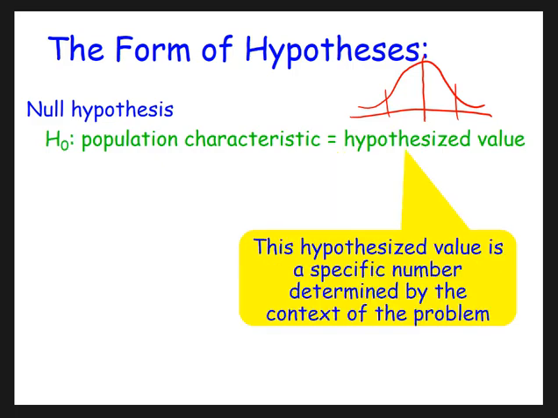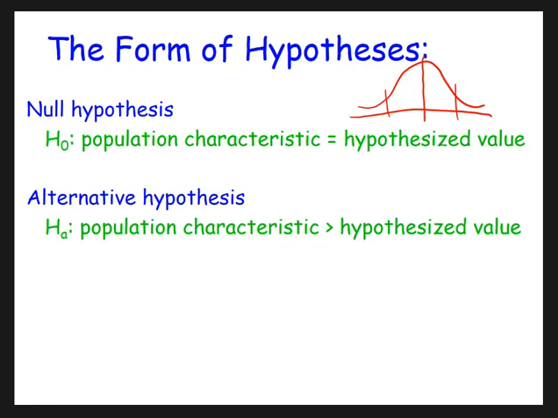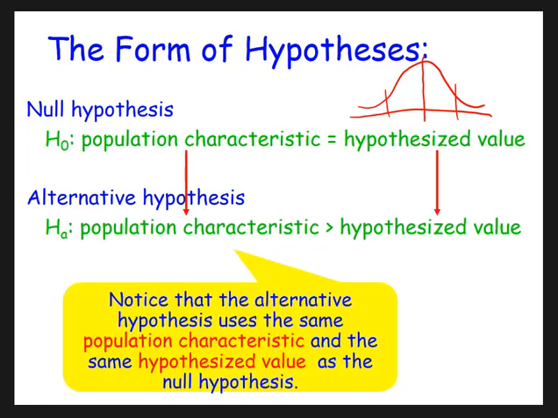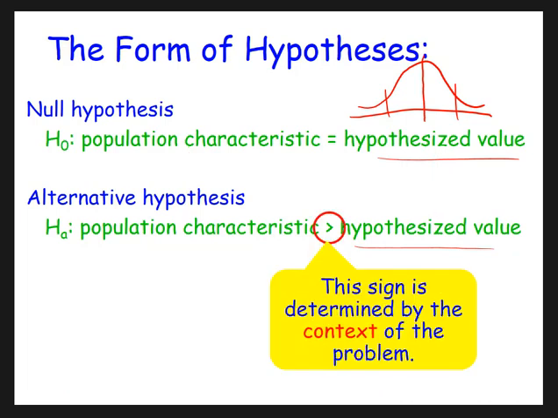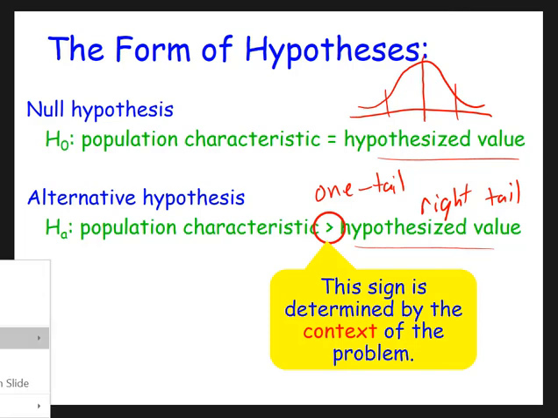The alternative has three choices. The alternative can be greater than, like that. So notice it's the same population characteristic that we're using, and it's the same hypothesized value that we're using. In this case, it's greater than. That's what we refer to as a one-tail, right tail or upper tail test, because we'd reject on one tail of that, and it would be this upper tail up here, the right tail. So if our sample gives us a value out there, that's where we're going to reject.